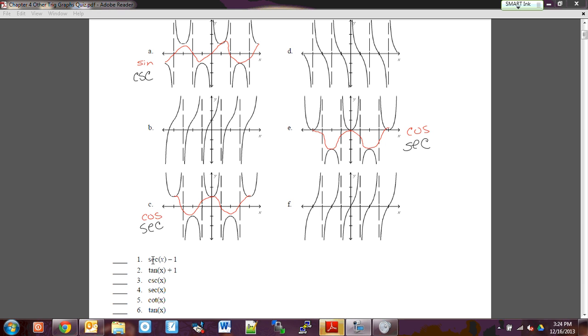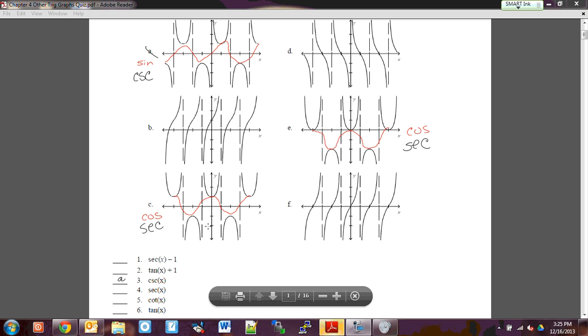Things like that. Well, if you notice, we only have one secant graph. So we know that number 3 has to be A. There's no way around it. Number 3 has to be A. So now we're done with A. Let's cross it out. So now we have secant minus 1 and just regular secant.